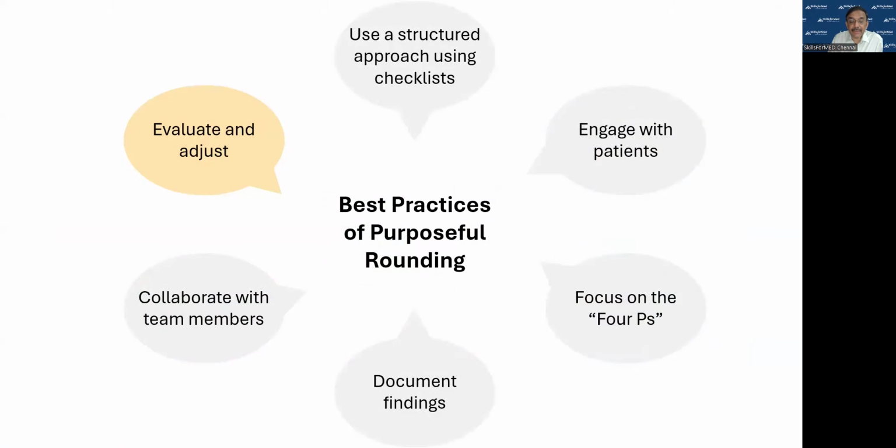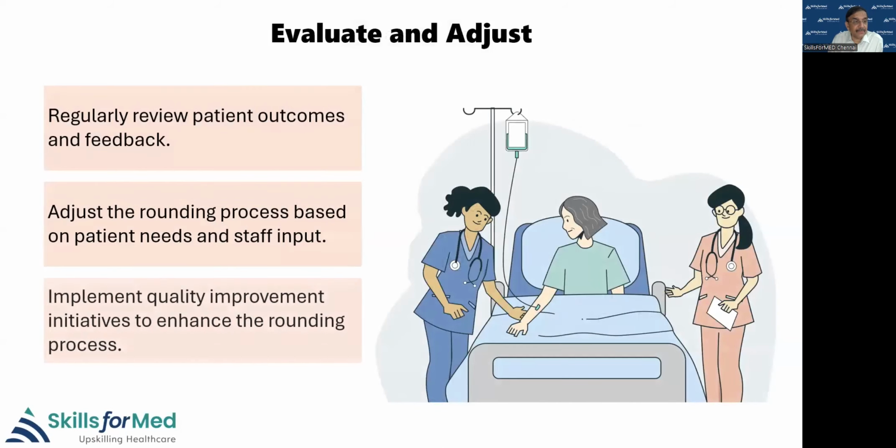The last one is evaluating and adjusting. You've got to keep regularly reviewing the patient outcomes and the feedback on the patient rounding. If you see in the literature, there are several articles looking at how satisfied the patients are, and most of the time it is above 80 to 90%. When the purposeful rounding is properly implemented in your hospital, the patient satisfaction just goes up. And if it is coming down, then the rounding process will need to be adjusted. You also need to implement quality improvement initiatives to keep on improving the rounding process.